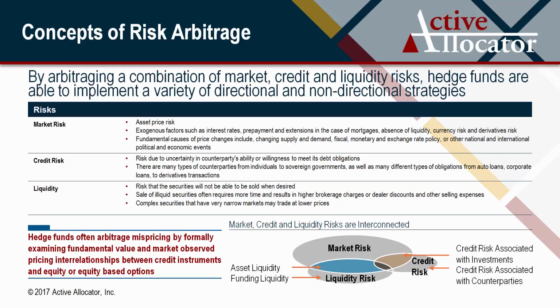Hedge fund trading strategies often exploit the interrelation between credit and market risk. After formally examining fundamental value and market-observed pricing interrelationships between credit instruments and equity, or equity-based options on the same issuer, they arbitrage mispricing. Active Allocator supports allocation to relative value, global macro, and long-short hedge funds participating in such trades.